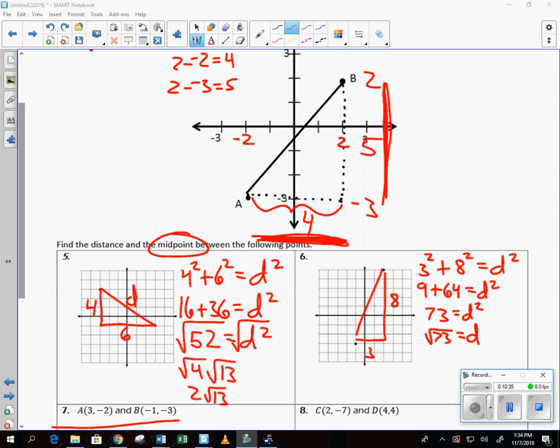Okay, for the next one, come up with the root of 73. You can't simplify that. Okay, so we move on to this piece.